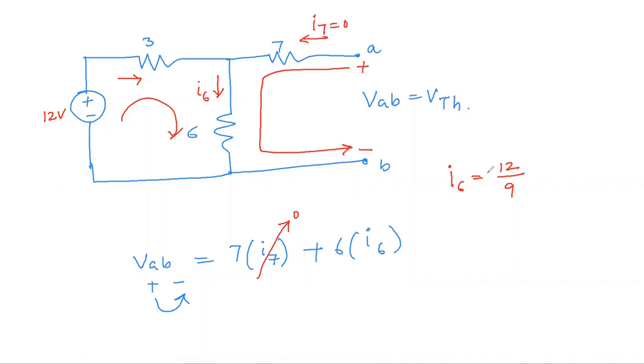12 by 9 is the current flowing through the 6 ohm. If you multiply it, you get VAB equal to 6 into 12 divided by 9. So you get 8 volts. So VAB is equal to 8 volts. That means VAB is equal to VThevenin. You can write VAB as VThevenin.